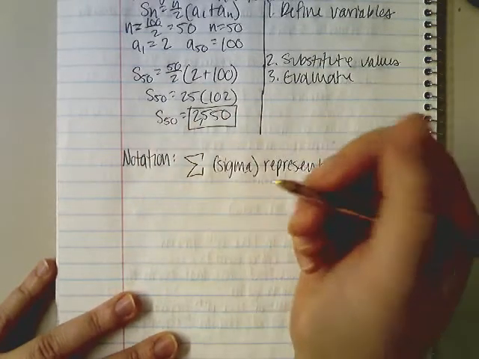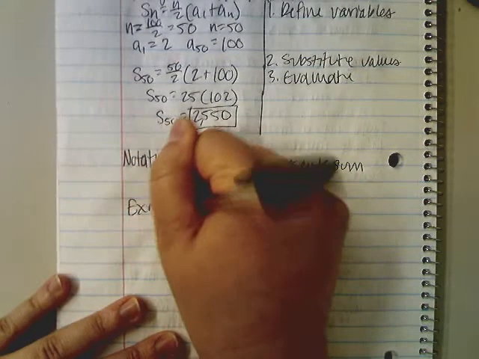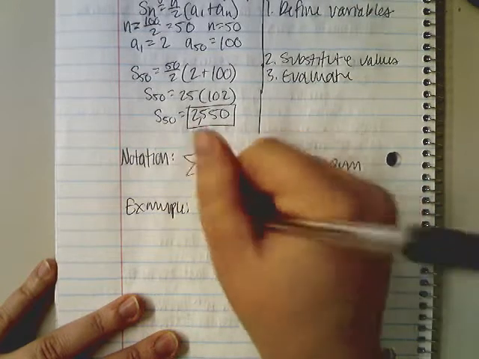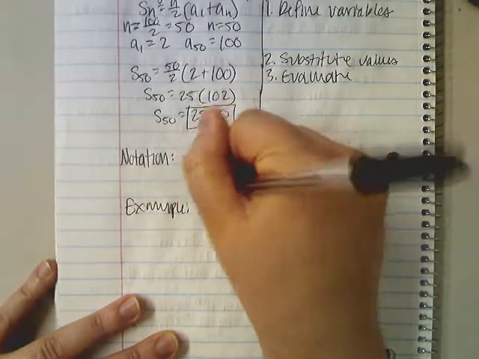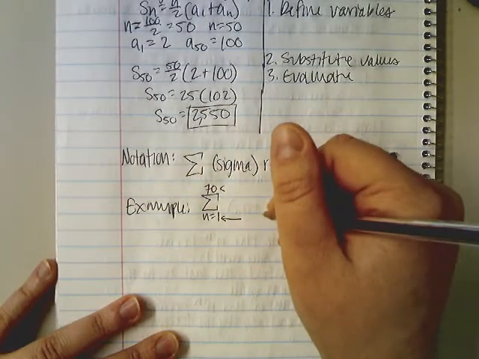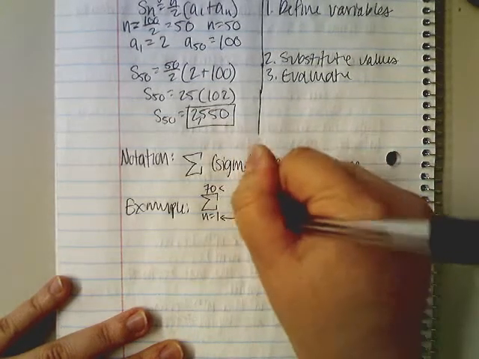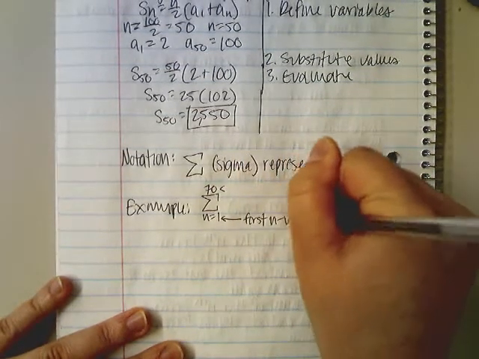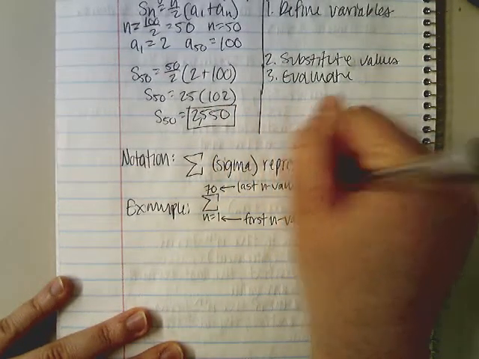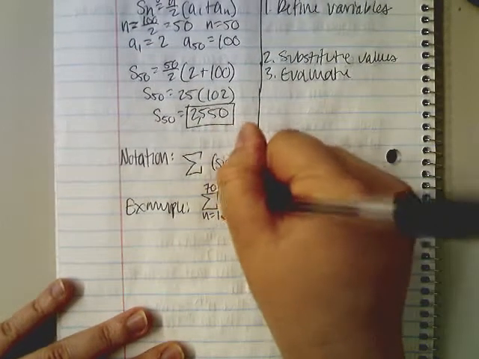So the other part of this, we'll do an example of how to use this notationally. If you had, say, these numbers here, they represent your limits in your series. So this is the first n value. This would be the last n value. And then what would be written next to the sigma is your sequence equation.